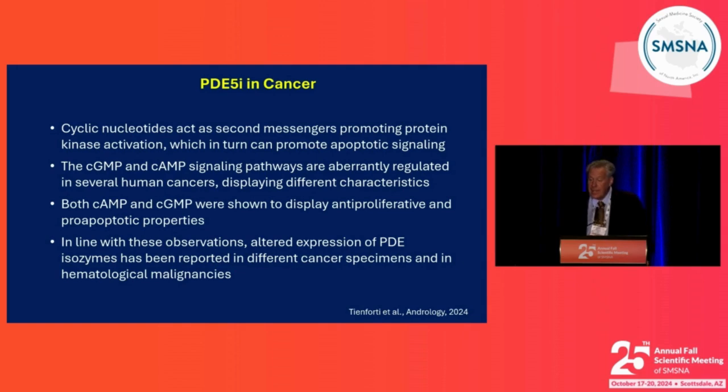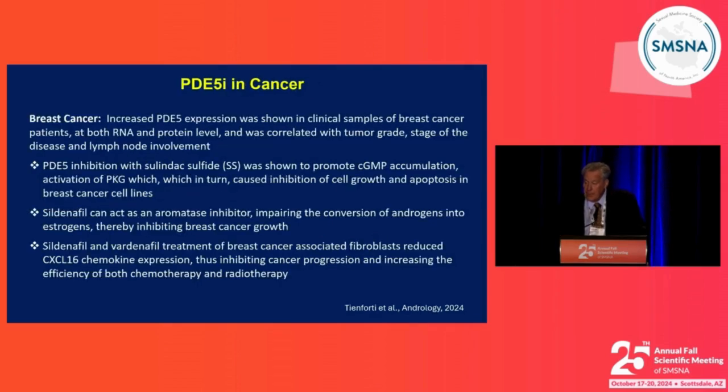So cyclic nucleotides act as second messengers for promoting protein kinase activation, which in turn promotes apoptosis signaling. The cyclic GMP and cyclic AMP signaling pathways are aberrantly regulated in several human cancers, displaying different characteristics. Both cyclic AMP and cyclic GMP are shown to display anti-proliferative and pro-apoptotic effects, and in line with these observations, altered expression of PDE isozymes has been reported in different cancer specimens.